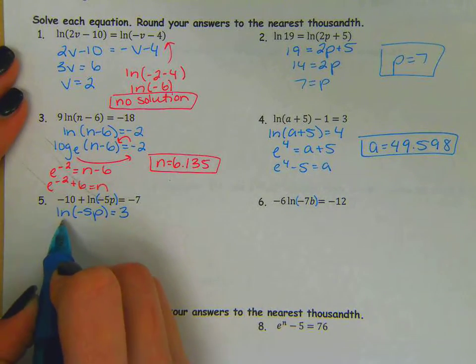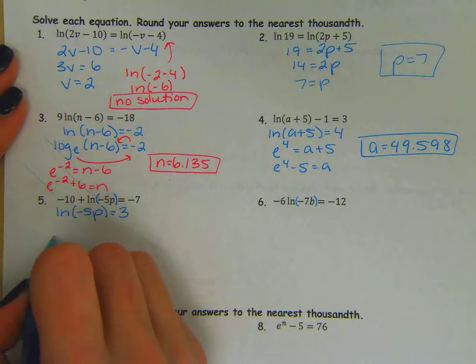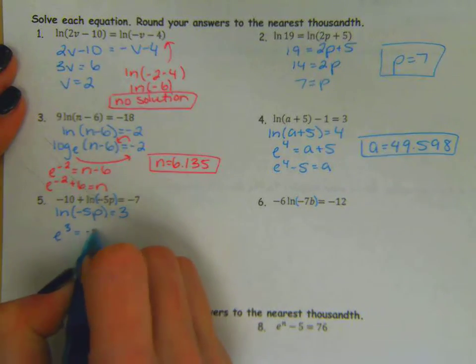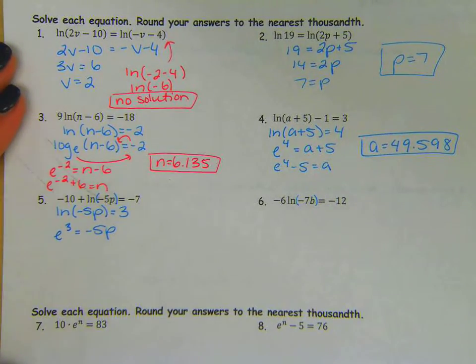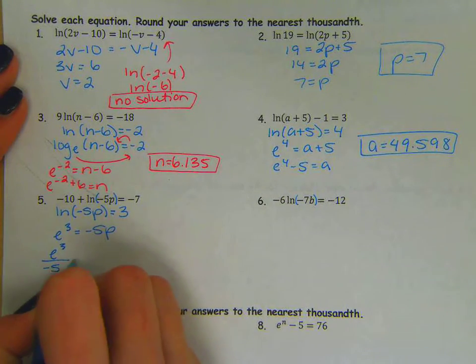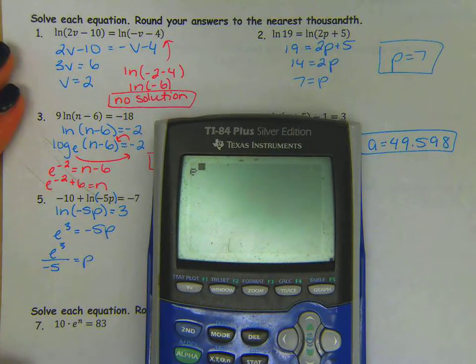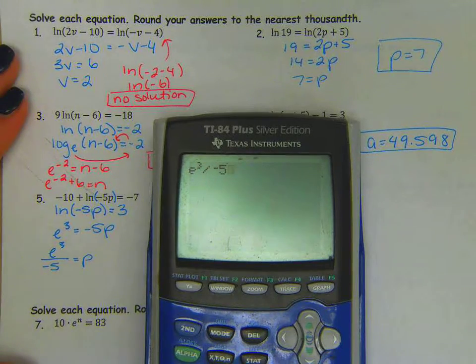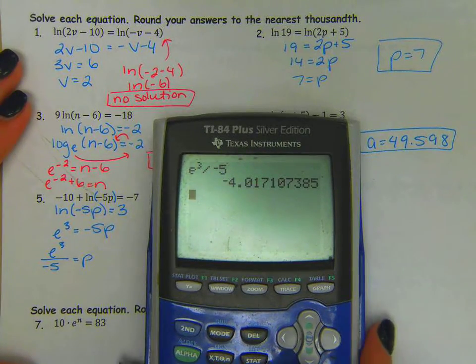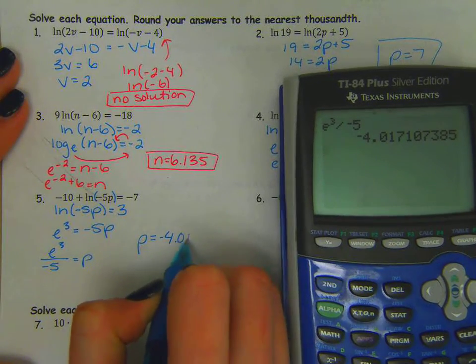Again, this is log base e, so to go from logarithmic to exponential form, I have e to the third power equals negative 5p. To solve for p, we have to divide by negative 5, and this goes into our calculator. e to the third power divided by negative 5, we get negative 4.017. So p equals negative 4.017.